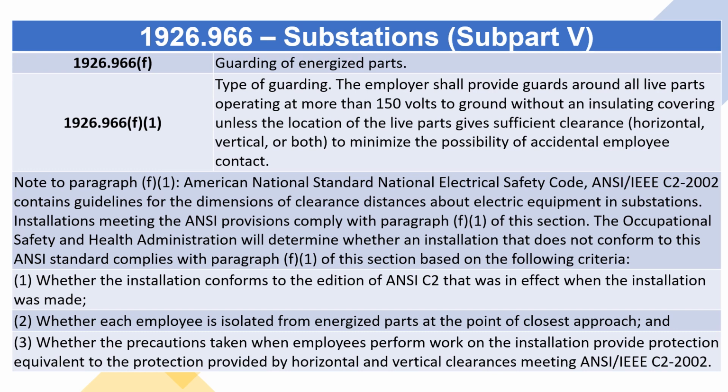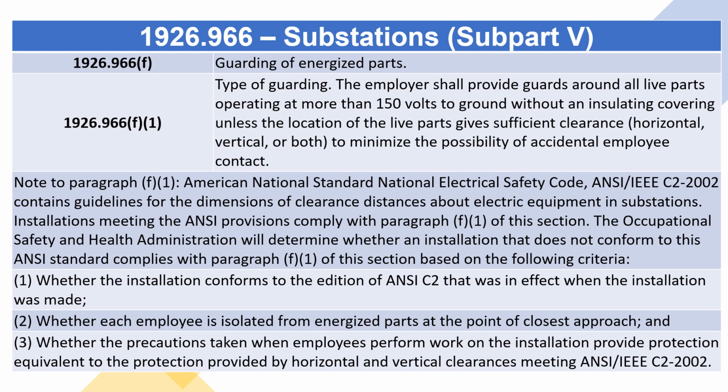1926.966(f) Guarding of energized parts. 1926.966(f)(1) Type of guarding. The employer shall provide guards around all live parts operating at more than 150 volts to ground without an insulating covering, unless the location of the live parts gives sufficient clearance, horizontal, vertical, or both, to minimize the possibility of accidental employee contact.